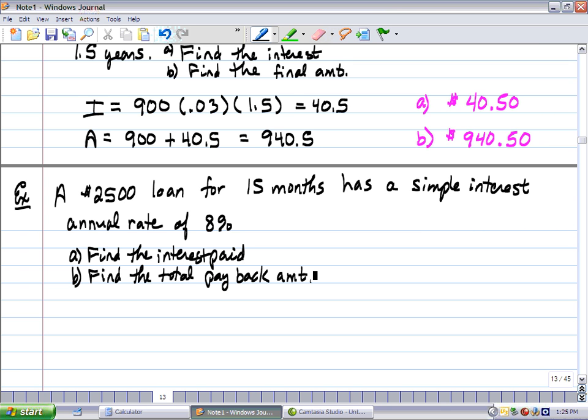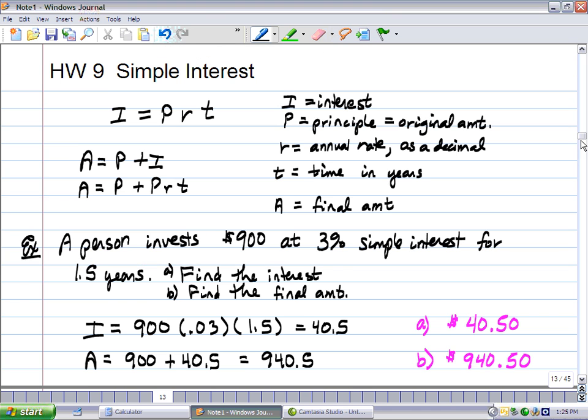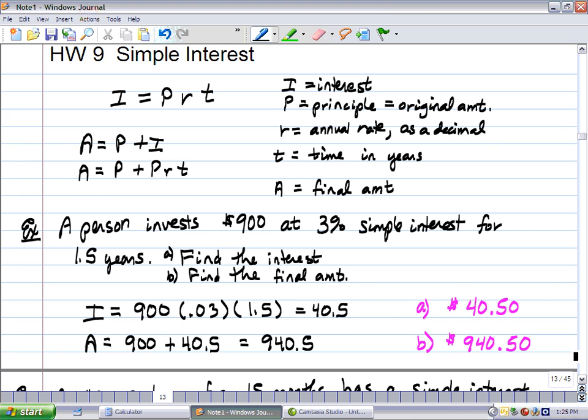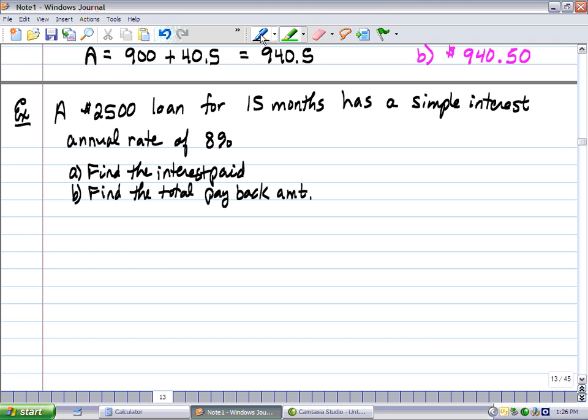So really, the two problems are the same because you could be the person doing the loaning, that's how you invest, or you could be the person borrowing. So it works both ways. In this previous problem, if I was loaning you the money, then I would be earning $40.50 for loaning you the money, and at the end you would have to pay me back the $940.50. I would be the person investing, but it would work the other way. So they work both ways. Just perspective. Which one are you?